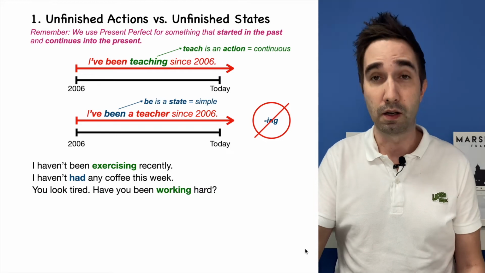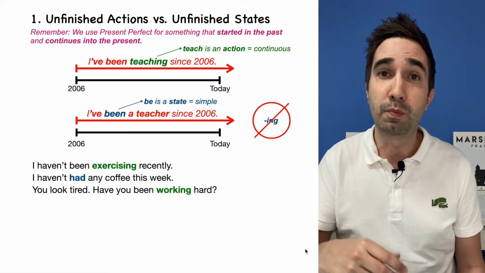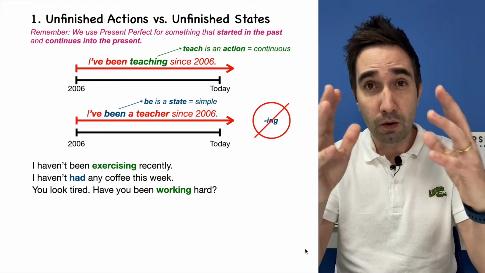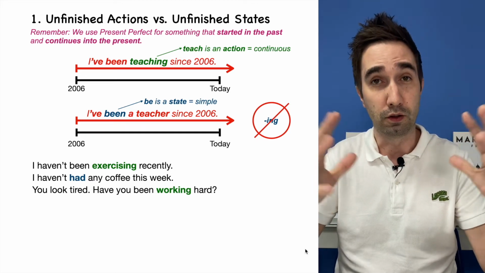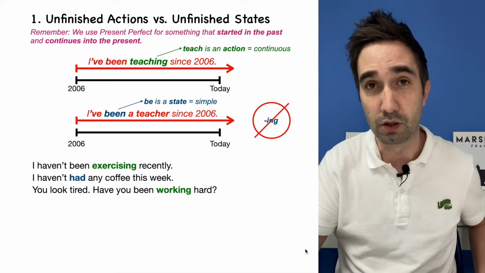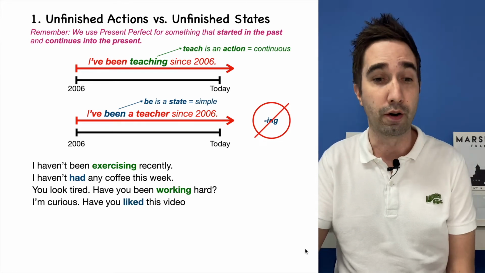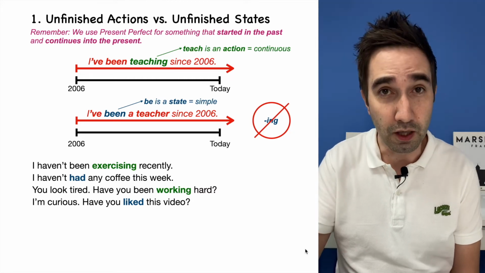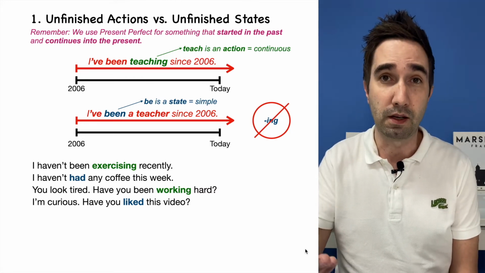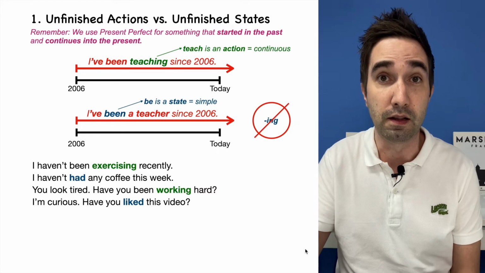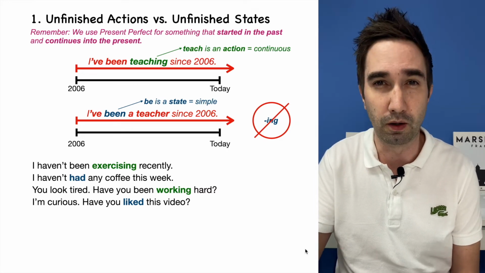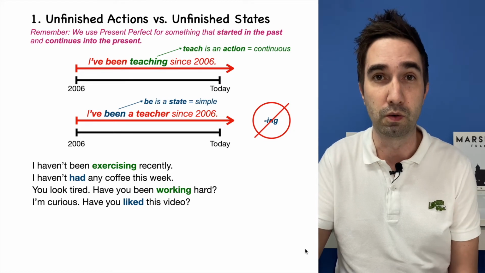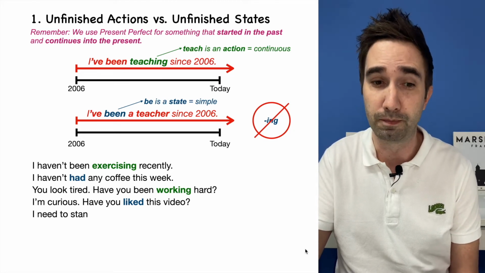All right, I can say, oh, you look tired. Have you been working hard? You started working hard, continue to now. I'm looking at that as a continuous thing. Work is an action, so have you been working hard? I'm curious, have you liked this video? Have you asked me a question? Here I'm asking about like. Like is a state verb, right? But here I'm talking about life experience, slightly different meaning, but usually with that we use present perfect simple.